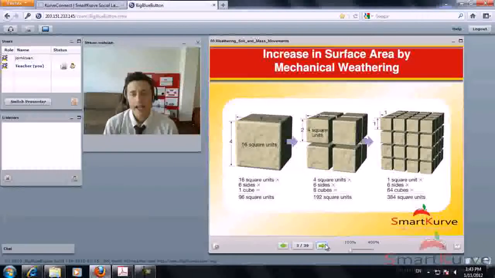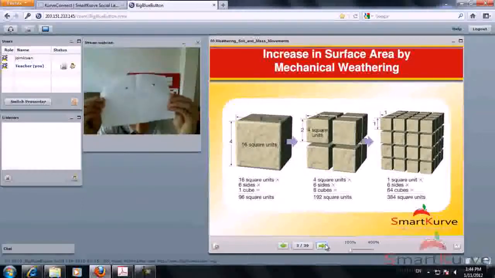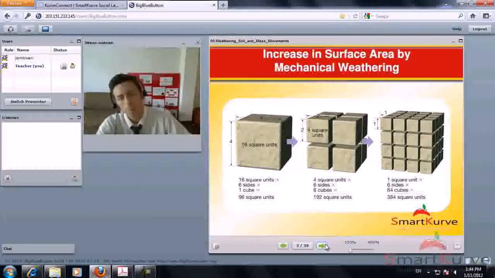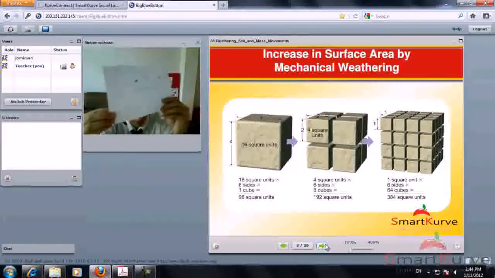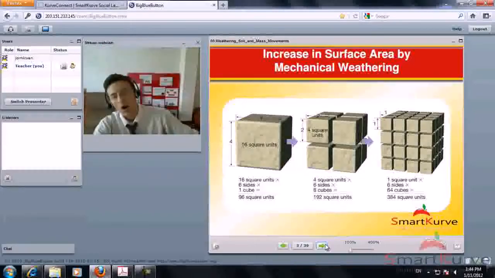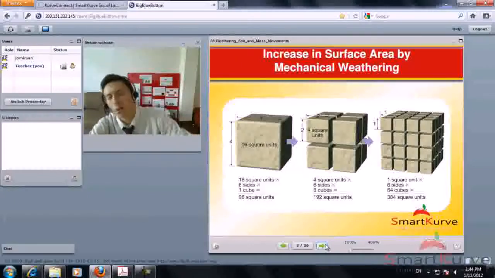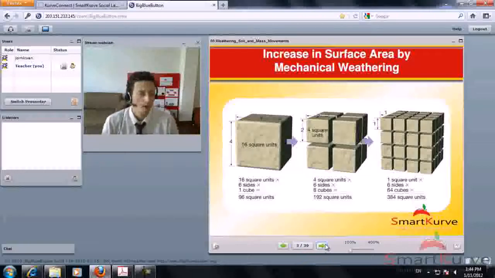Now, anytime we have mechanical weathering, anytime we're breaking something down, we're going to increase the surface area. Look at that illustration on slide 3. We see something very similar to this. On the left side, we have a large cube. Now notice the size of that cube is 4. That could be 4 meters or 4 centimeters. We don't have a unit there.